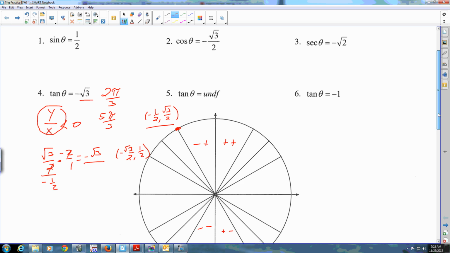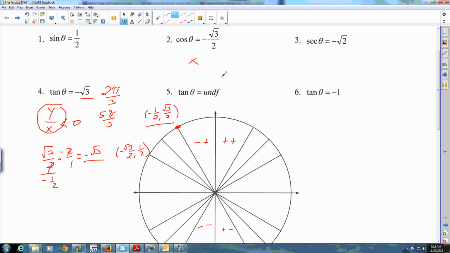over 2. Cosine has to deal with your x's, and the x's are going to be the same vertically because it's the same distance over. It's the same x value. So cosine is the same vertically. Think of it as cosine is your x's, where your x is the same. The same is going to be vertically.